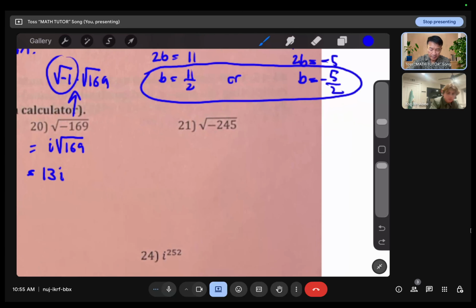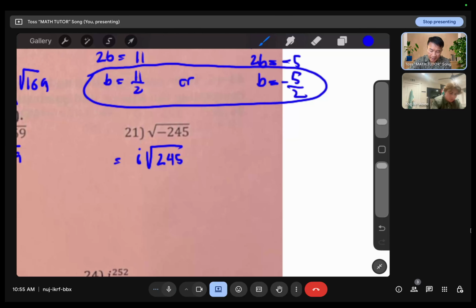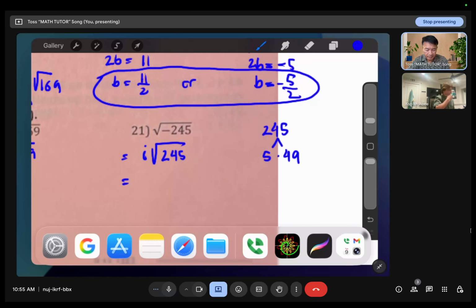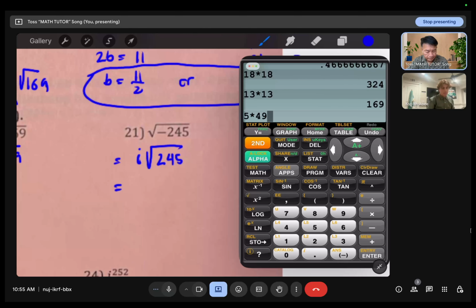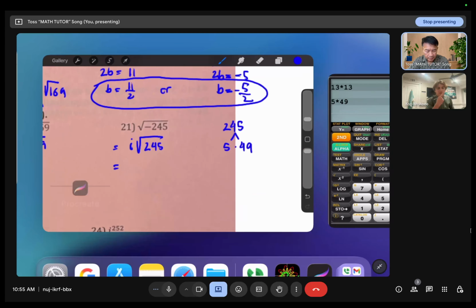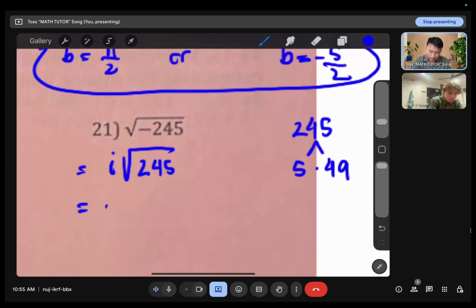Okay, this one, same thing. I'll do an i root 245, and then I'll deal with the root 245 separately. So the i will stay with all the steps here. But let's prime factorize 245. I know it's divisible by 5. So how many times? 49, I think. Okay, then we can stop there because we got a perfect square right away. But let me check, 5 times 49. Yeah, 245.